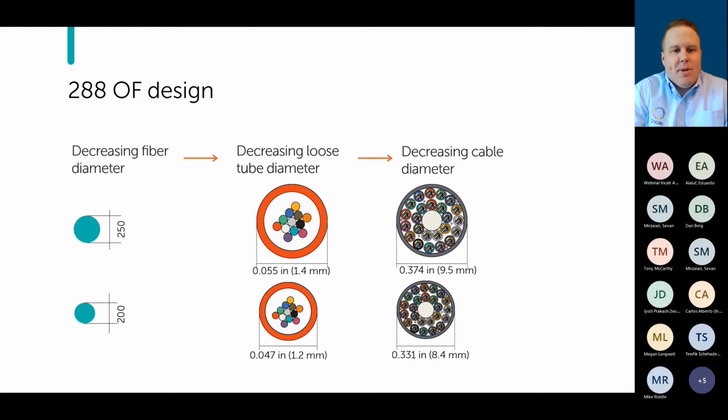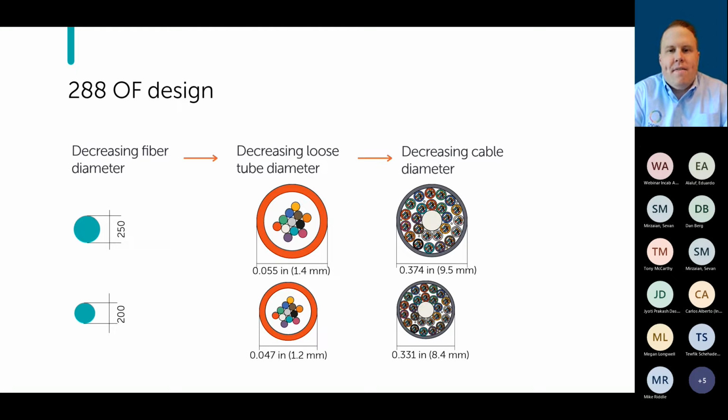So, looking at the differences between the 200 and the 250 micron fiber. The reason we're able to contribute so much to the diameter of the cable is that we're able to use a smaller buffer tube. We're going from a 0.055 inch buffer tube to a 0.047, which is not a huge difference, but when we start getting up into very high cable counts, that small difference makes a sizable difference in the outer diameter of the cable itself, right?